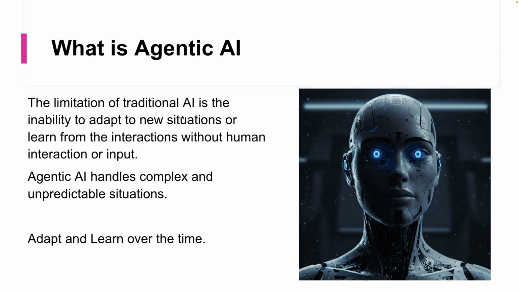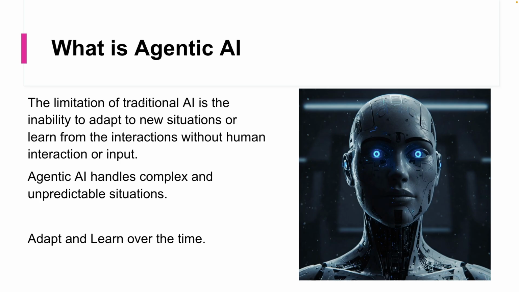So let's understand. The limitation of traditional AI is that it is rigid. Traditional AI systems can only do what they are explicitly programmed for. If you change the situation even slightly, they often fail because they can't adjust on their own. And this is where agentic AI comes in. Agentic AI can adapt to new, unpredictable situations and learn over time, just like humans do through experience.